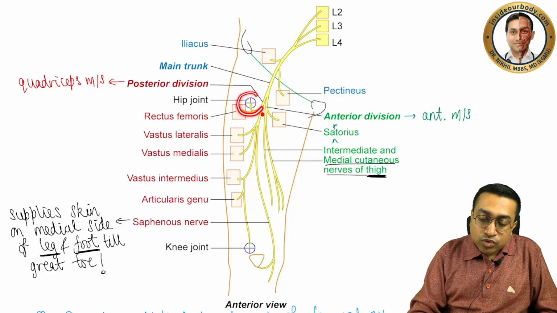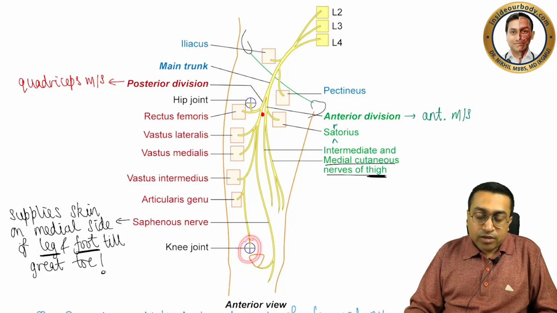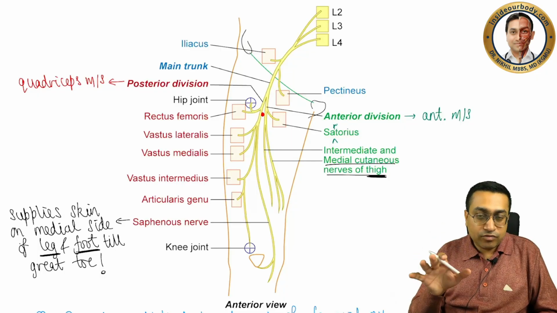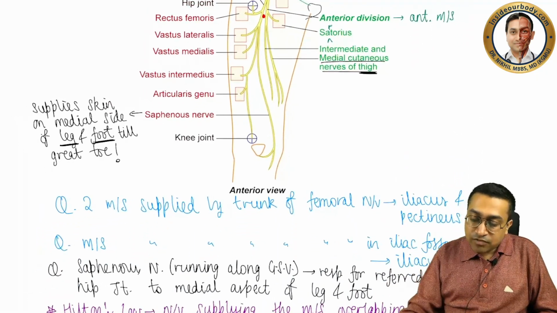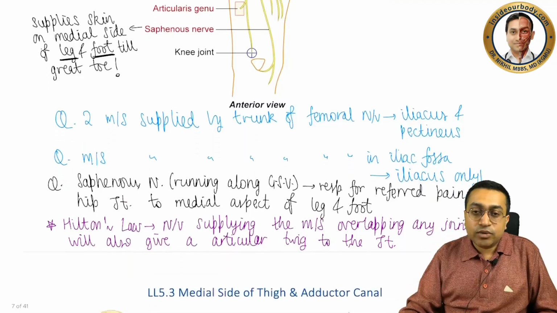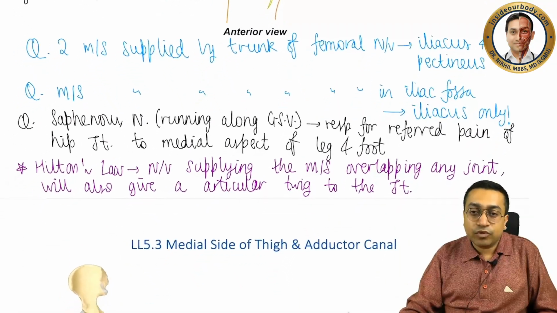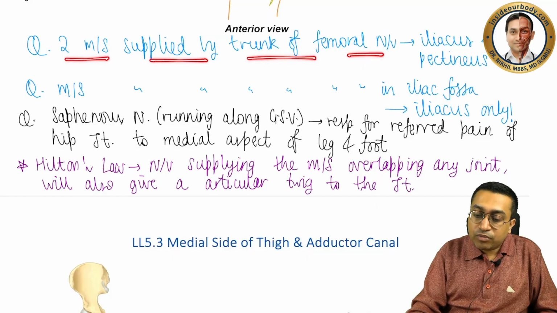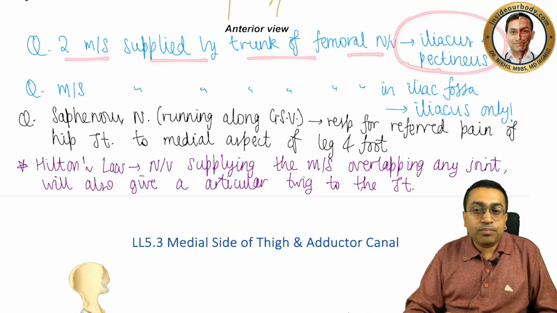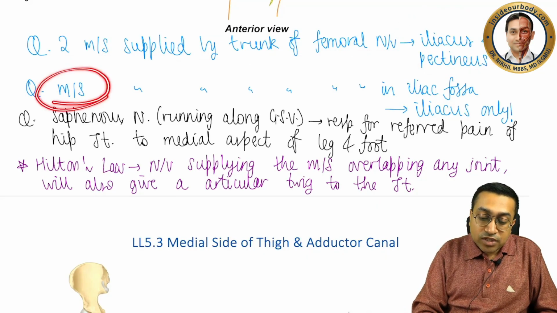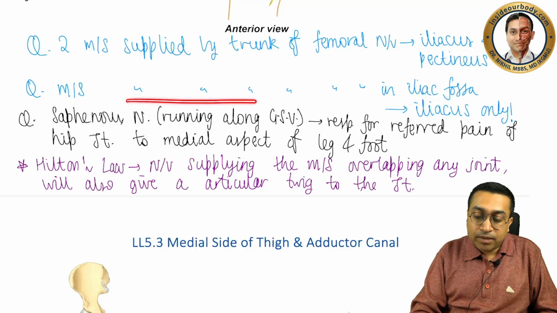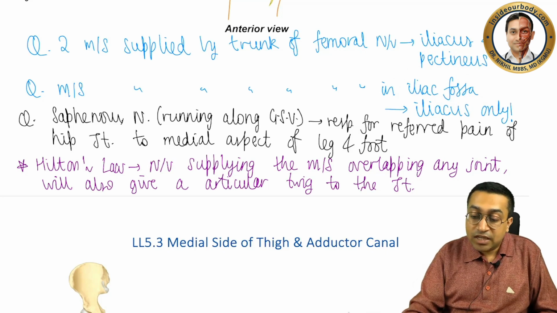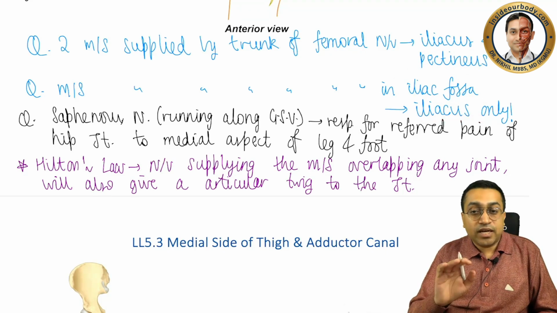Then you see the two joints, the hip joint and the knee joint. Both are supplied by the femoral nerve. The same things which I have just told you, I have written below so that you can revise later, before we jump to the next topic. Two muscles are supplied by the trunk of the femoral nerve, the iliacus and the pectineus. And if the question is regarding the only muscle supplied by the trunk of the femoral nerve in the iliac fossa, specifically iliac fossa, then the correct answer becomes iliacus only.